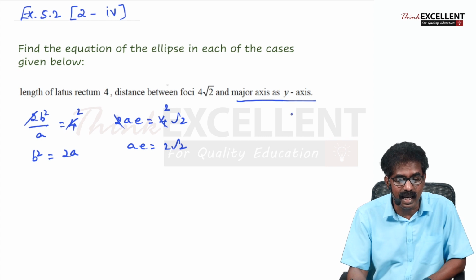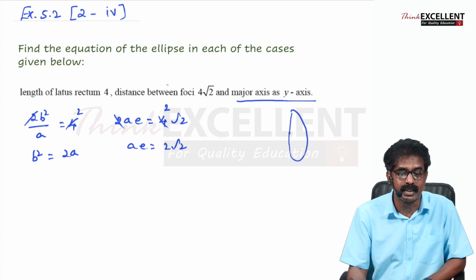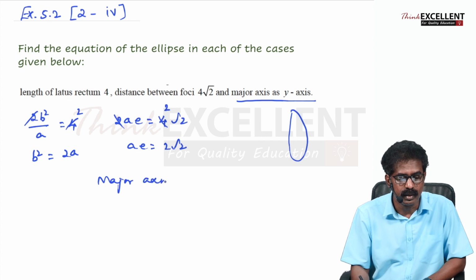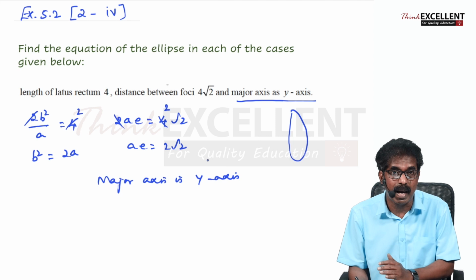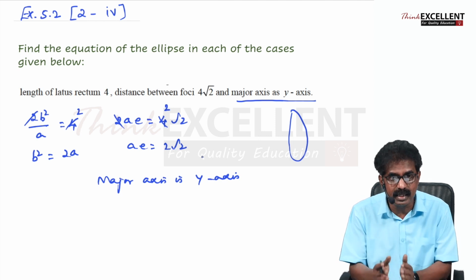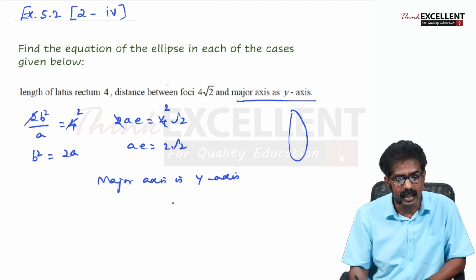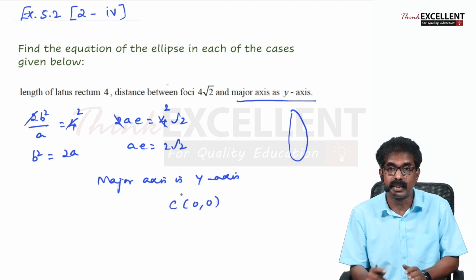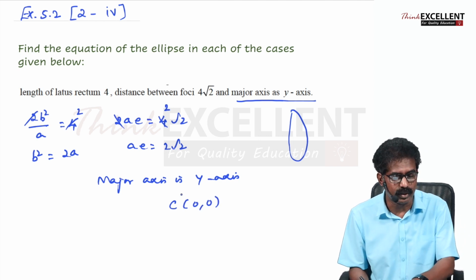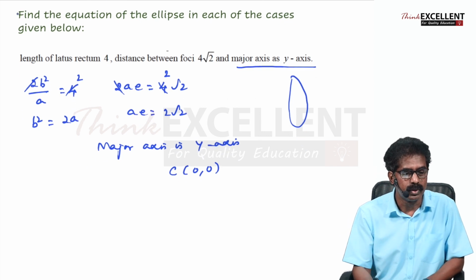And one more thing, the major axis is the y-axis. So it is which type? Second type, right? The major axis is the y-axis. It is not said that it is parallel to the y-axis. The major axis is the y-axis, so the center lies on that axis. So the center is 0, comma 0. So second type, smaller, greater, that you remember. Okay.